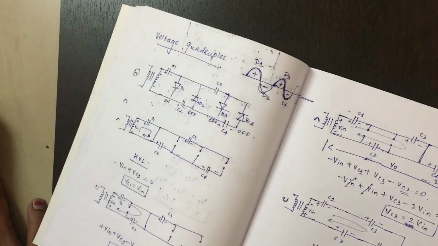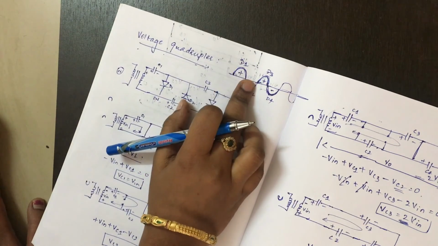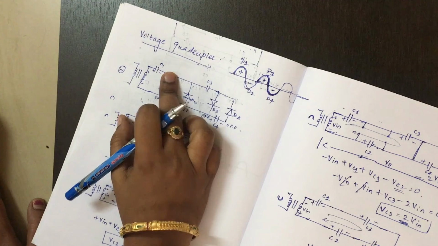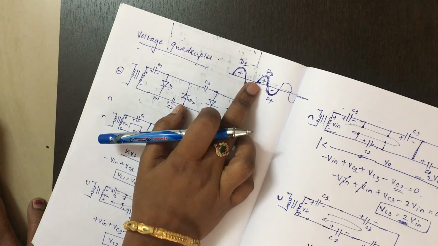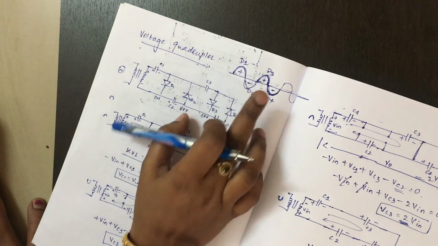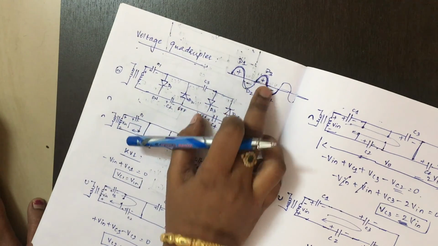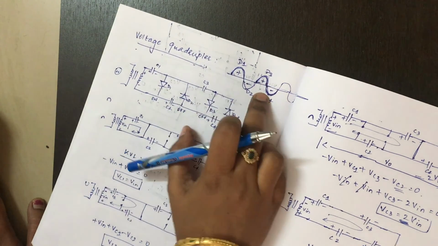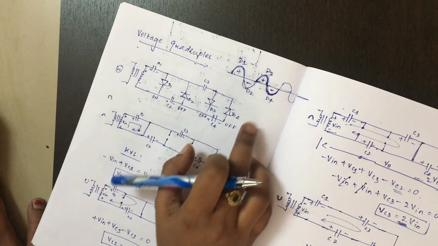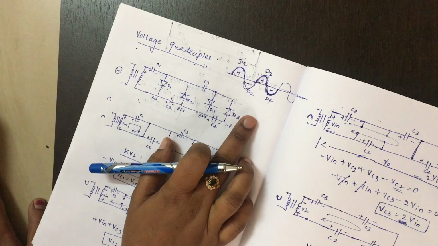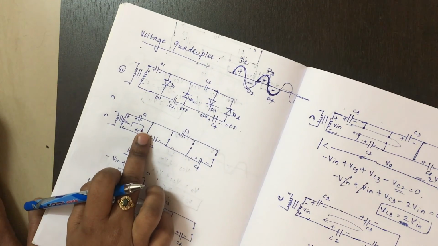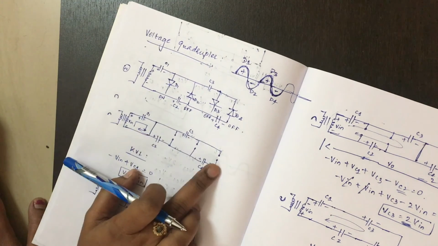Just remember, for the first positive half cycle, the first diode will turn on. For the first negative half cycle, diode D2 will turn on. For the second positive half cycle, diode D3 will turn on. For the second negative half cycle, D4 will turn on. Again this will continue. So you can represent it as open and closed switches.